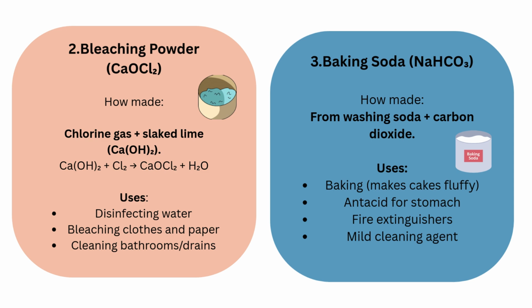Next is bleaching powder, or calcium hypochlorite, which is used in cleaning bathrooms. It is made by passing chlorine gas over dry slaked lime. Next is baking soda, or sodium hydrogen carbonate. We can make it by dissolving washing soda in water and then bubbling carbon dioxide through the solution. It is used in baking cake.